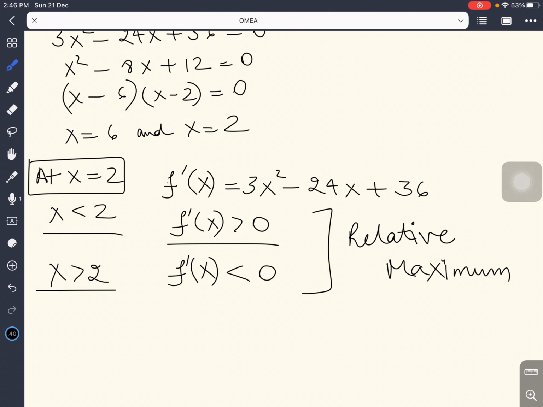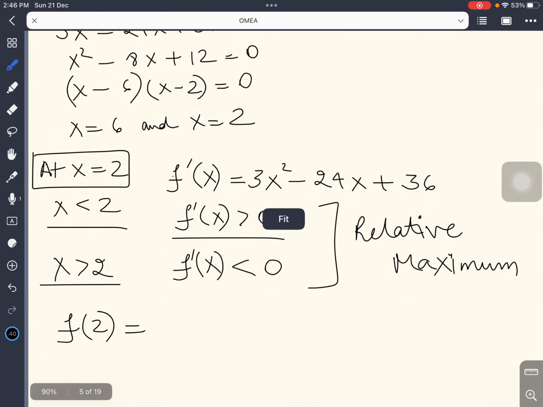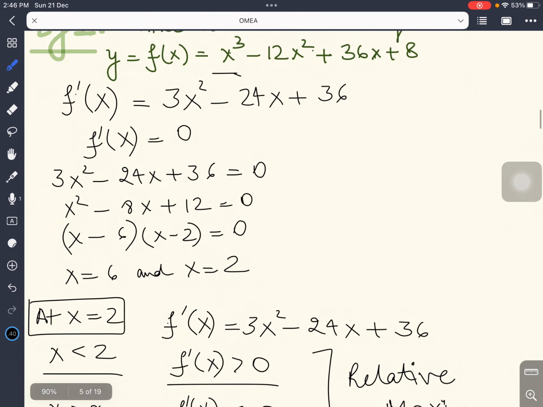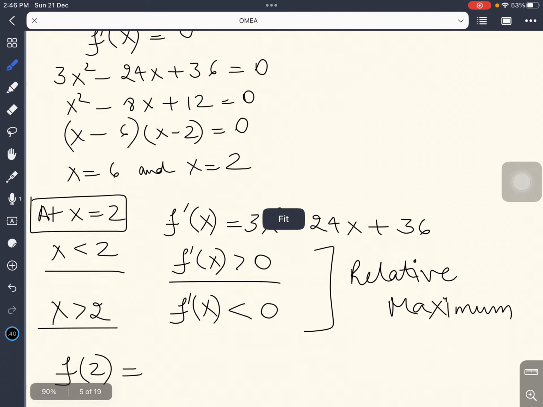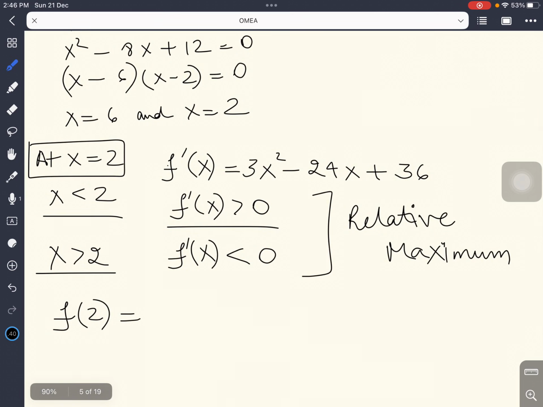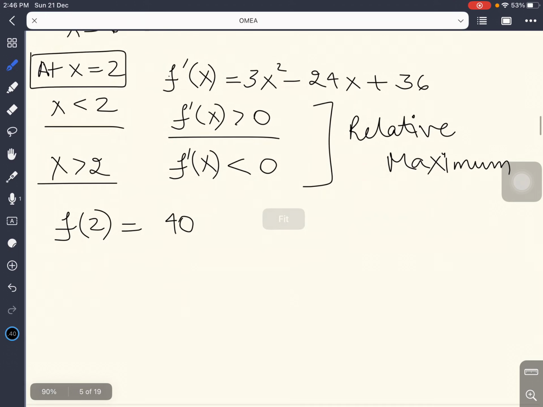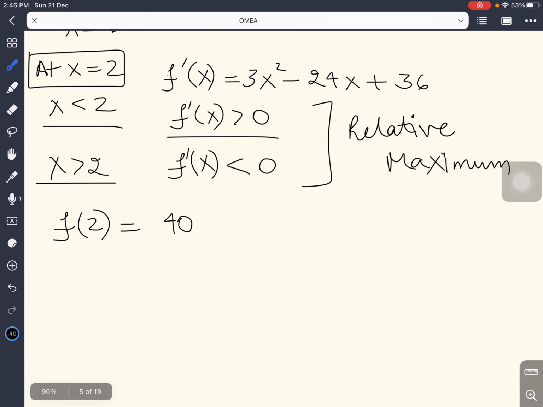We can also find the value of f at x equal to 2 if we put it back in the function. The function is x cube minus 12x square plus 36x plus 8. If we put in the value x is equal to 2 in our function, we are going to get 40. So at x equal to 2, the corresponding value of the function is 40, which is a relative maximum point. Now for another point, let's look at x equal to 6, our second critical point.